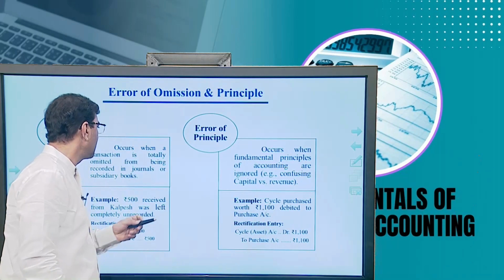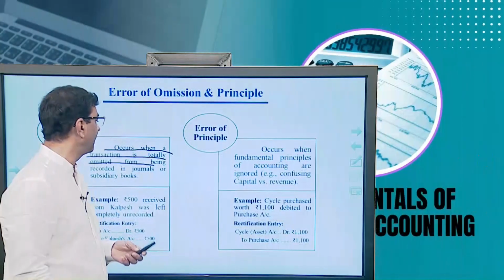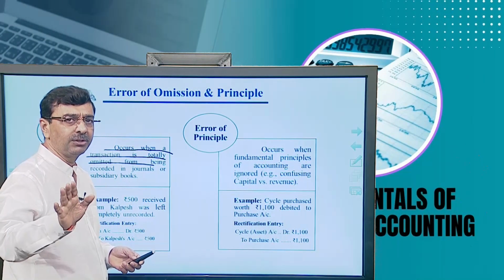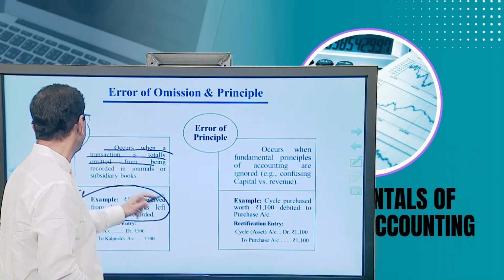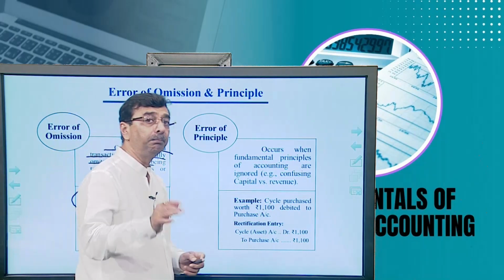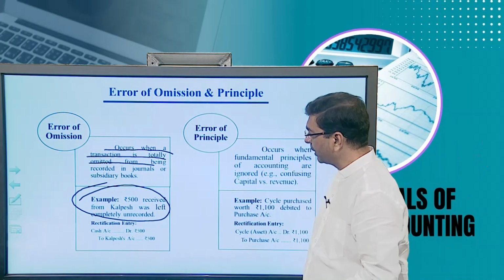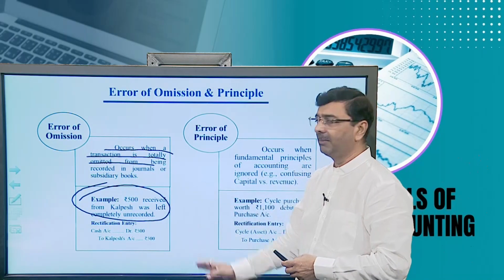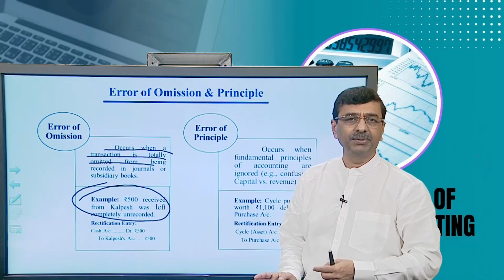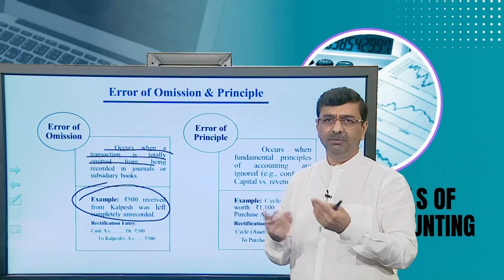Error of omission occurs when a transaction is totally omitted, as we already discussed in the previous slide. It was not recorded in the journal book as well as in the ledger book. For example, 500 received from Kalpesh was left completely unrecorded. So here the 500 rupees received from Kalpesh were not recorded in the books of accounts. Kalpesh is a giver and cash comes in. So the journal entry is very simple: cash account debited to Kalpesh account, but it was not recorded.